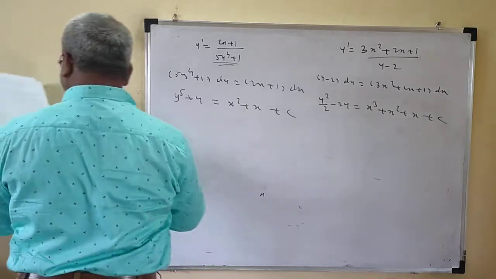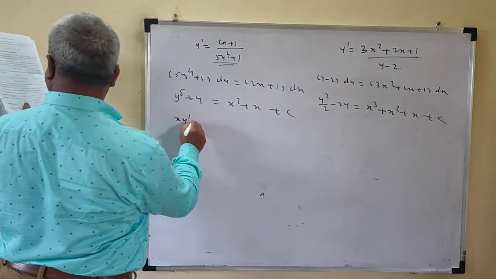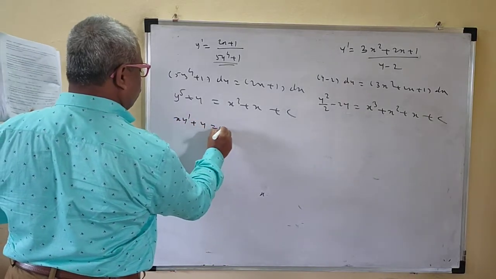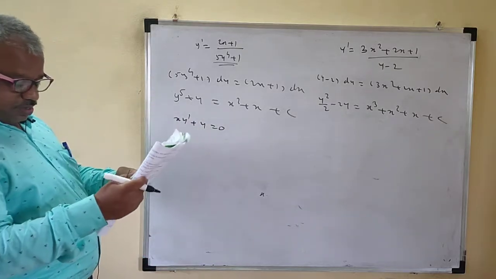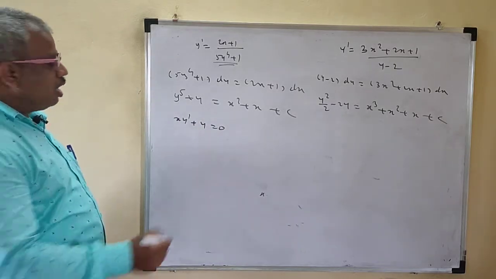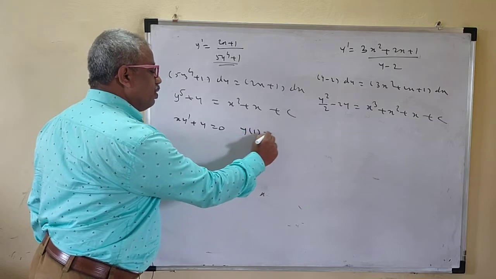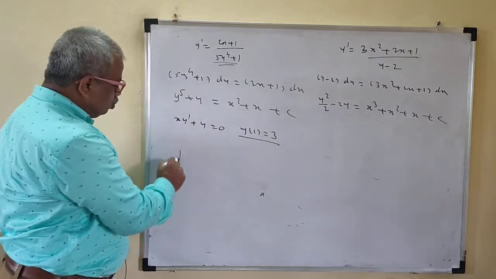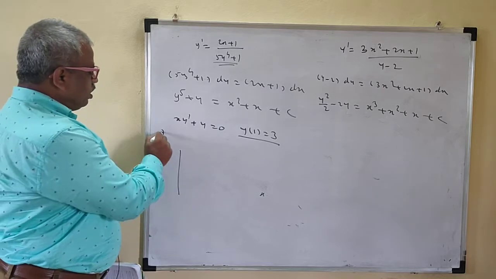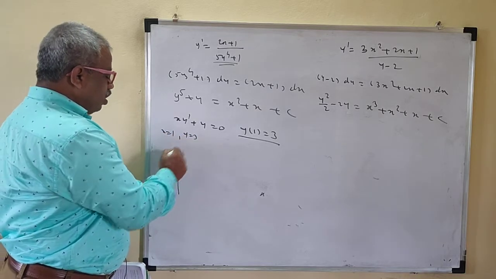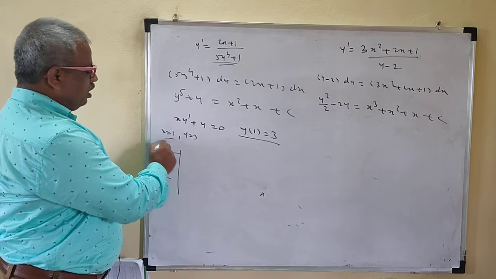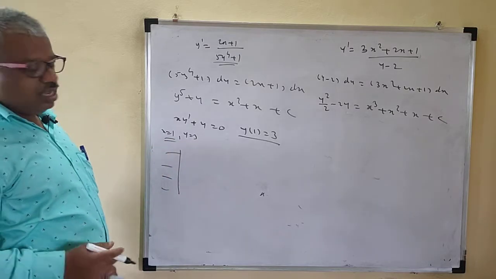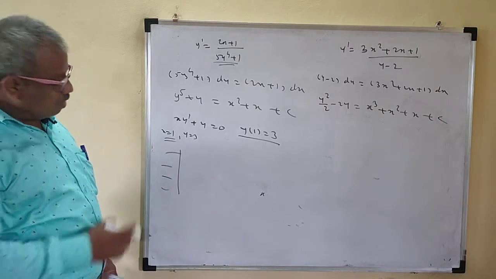Now suppose you have this equation, xy prime plus y is equal to 0. And suppose this initial condition is given, y(1) is equal to 3. Don't do anything now. Just check your options. Put x is equal to 1 and y is equal to 3. Whichever equation satisfies this will be your solution.